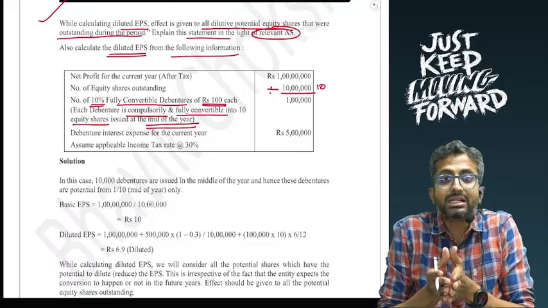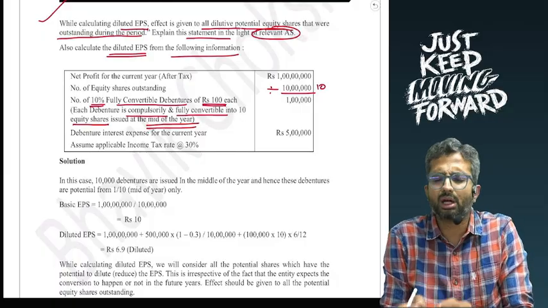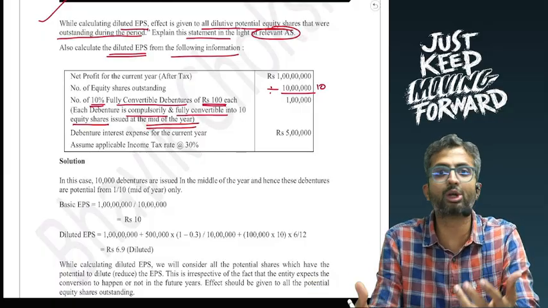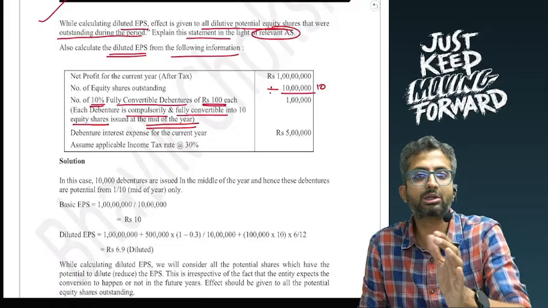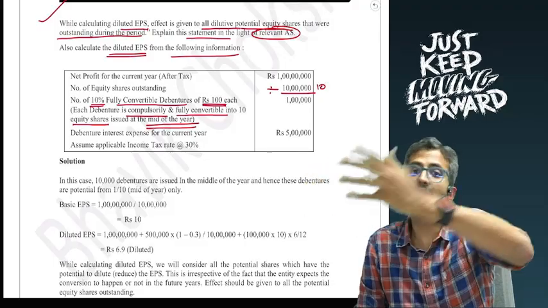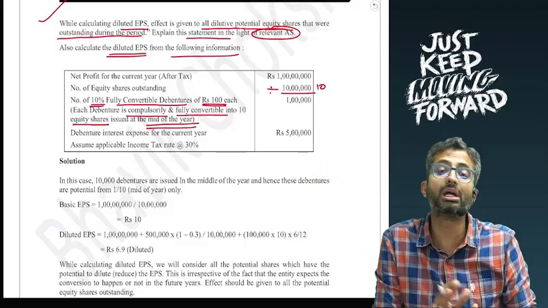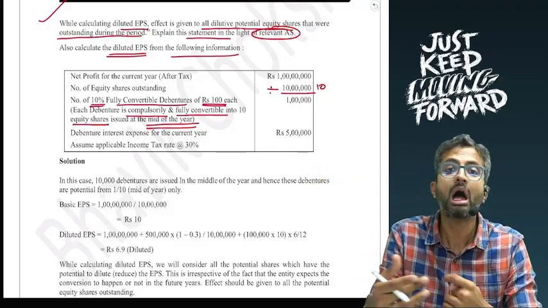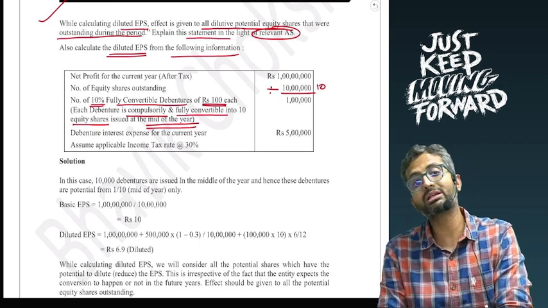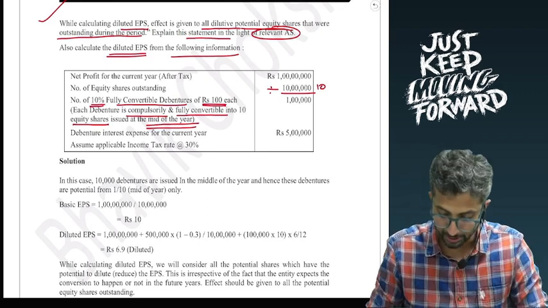But if these debentures itself came into existence in the middle of the year, the earliest they can become equity shares is when they came into existence. So if they came into existence on 1st October, they cannot be converted before 1st October, and hence you need to be a little careful. In such case, you will include the potential equity shares only from the date of issue or the start of the year, whichever is later.